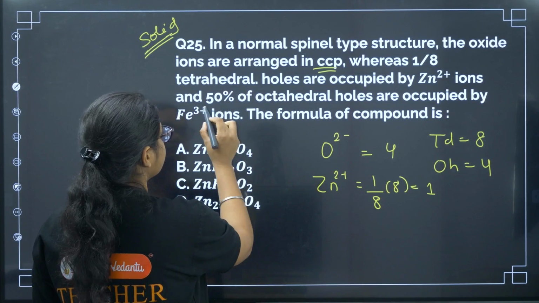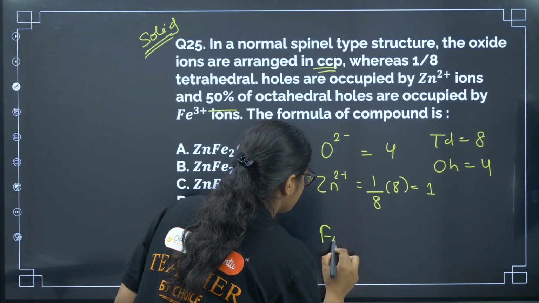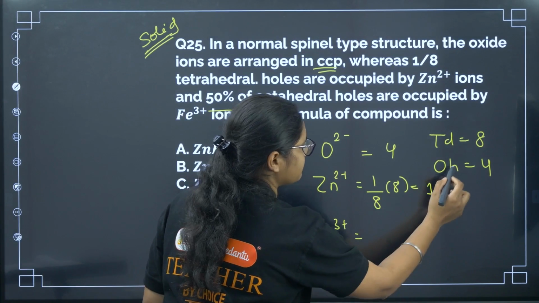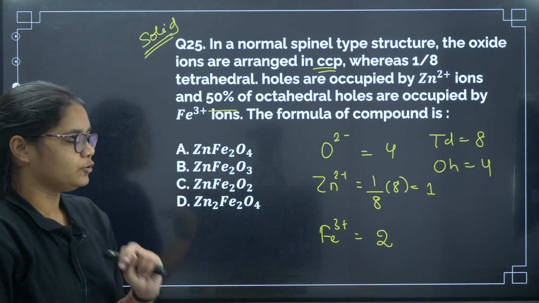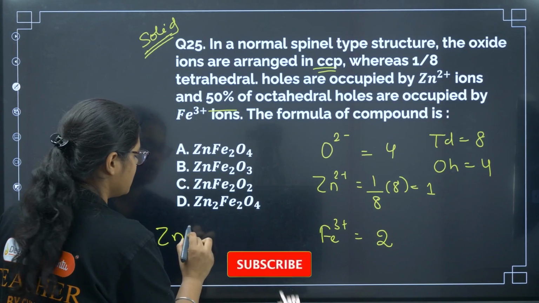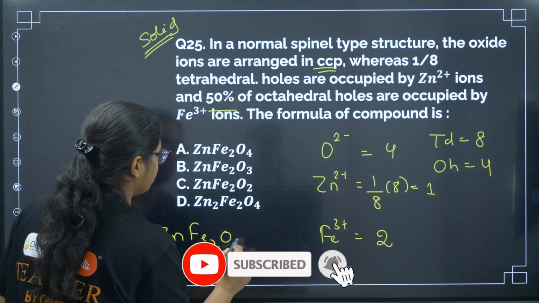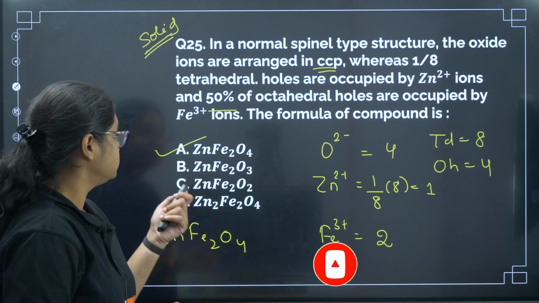And next, 50% of the octahedral holes are occupied by Fe3 plus. So Fe3 plus is occupying 50% of the octahedral voids, and 50% of 4 will be 2. So the formula will become Zn 1, Fe 2 and O 4. So the correct answer for this question is option number A.